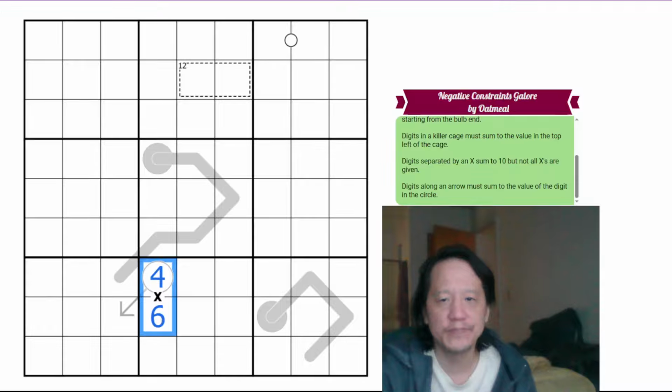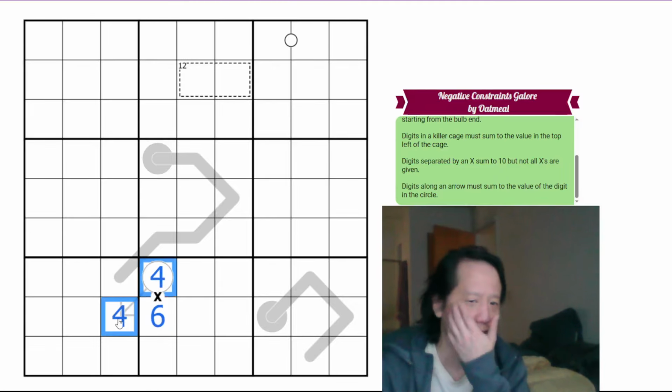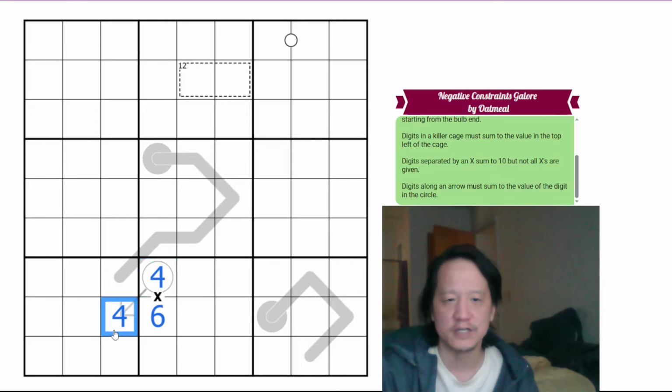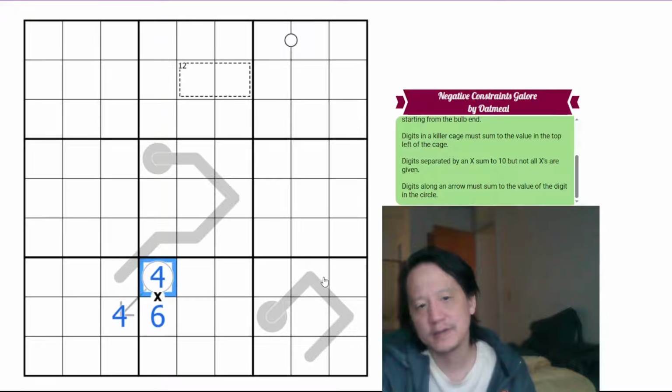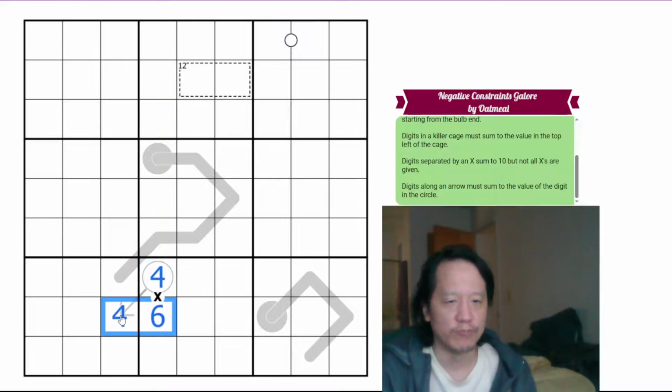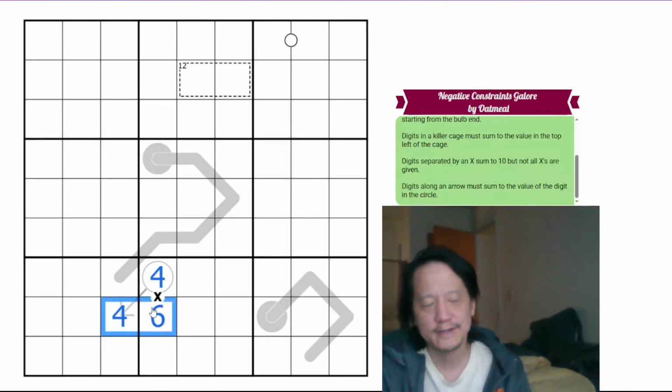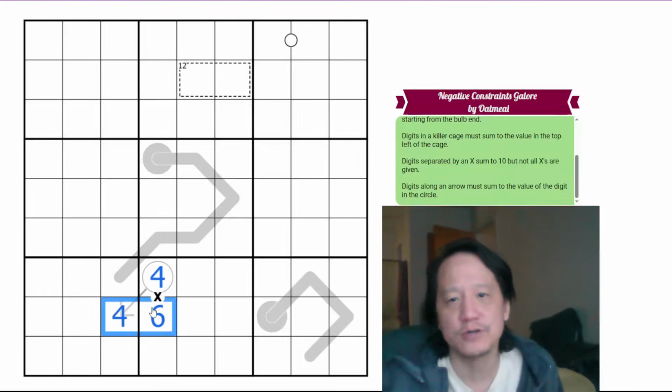Finally, digits along an arrow must sum to the value of the digit in the circle. Since this is the only arrow, if this was 4, this would have to be 4 too, because the sum of the digits along the arrow must sum to the digit in the circle. Since this is one digit, it must be exactly the same digit as that. And therefore, we know that the X constraint cannot be because of this. This would also have to add up to 10 too. Anyways, those are all the rules.